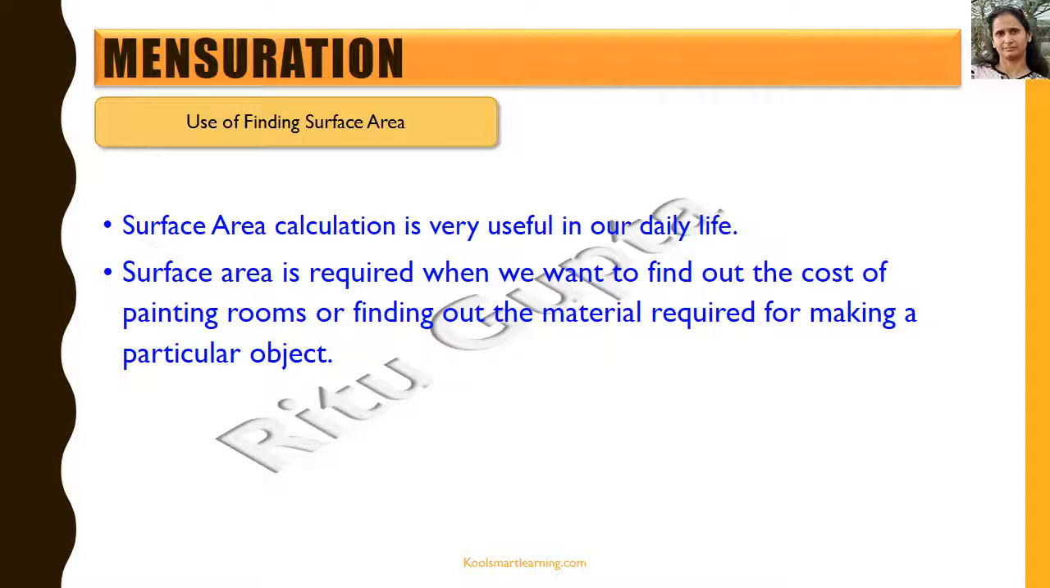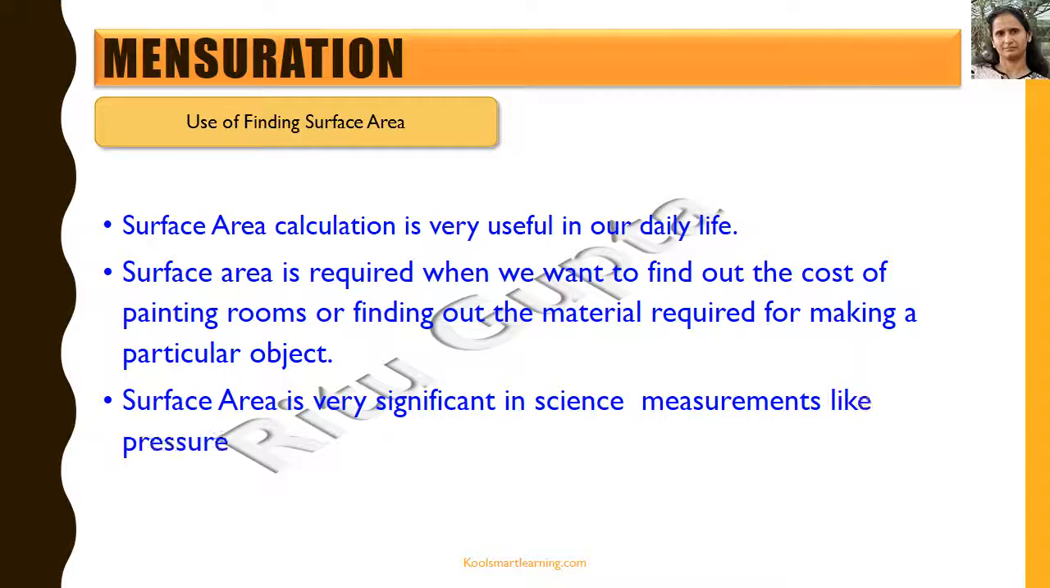In the same way, supposing we want to make a cardboard box for some school activity, we can find out how much cardboard is required if we know the dimensions of the box and find out its surface area. And surface area is also very significant in science measurements like pressure. Pressure is force per unit area. There are many more things in science where it is used.